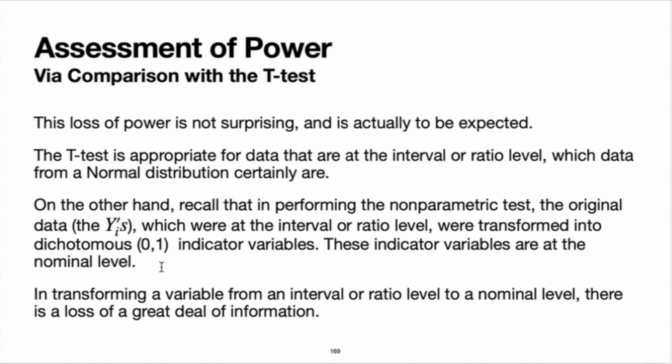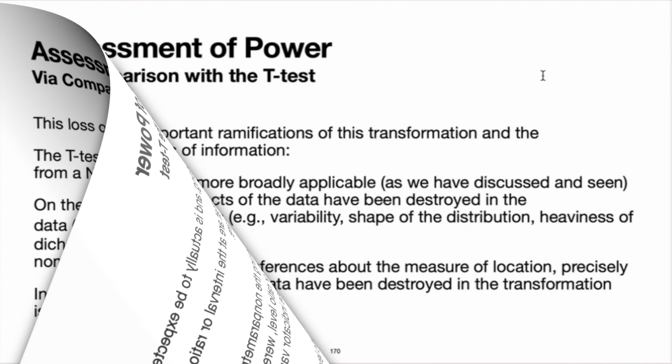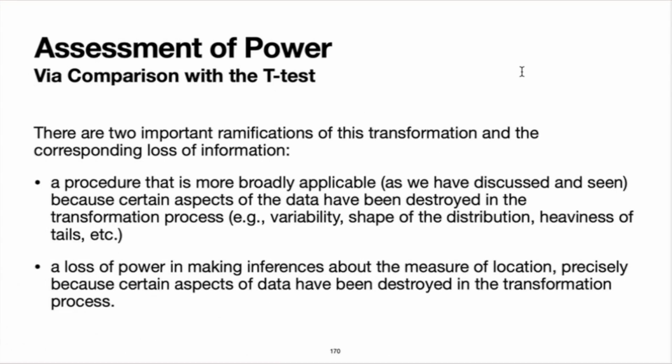Now remember, there are 4 levels of data. The nominal level, that's the lowest level of data. There's really the least amount of information possible in a nominal level variable. And you've got the ordinal level, and you've got the interval level and then the ratio level. So in order to transform the data so that we can perform this nonparametric test, we take it all the way from an interval or ratio level variable down to a nominal level. And in transforming a variable from the interval or ratio level to the nominal level, there's a loss of a great deal of information.